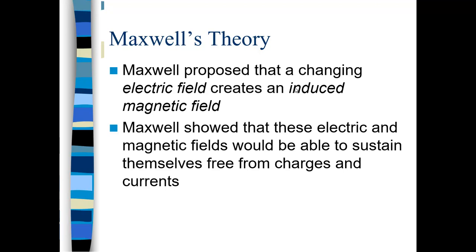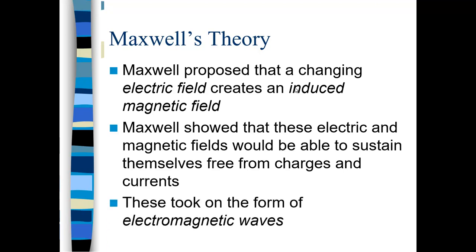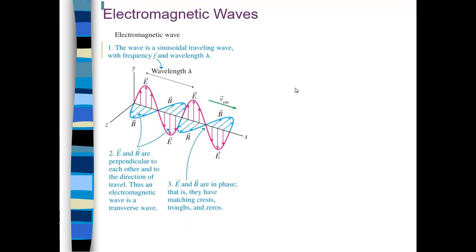These magnetic fields and electric fields can sustain themselves free from charges and currents, and these took on the form of electromagnetic waves. Electromagnetic waves look something like this, where on the y-axis you have an electric field, an electric wave, and on the z-axis you have a magnetic field and a magnetic wave. The wavelength is the difference between the peaks, regardless of whether they are electric or magnetic field peaks. That's the wavelength, and the velocity is just the velocity of light.